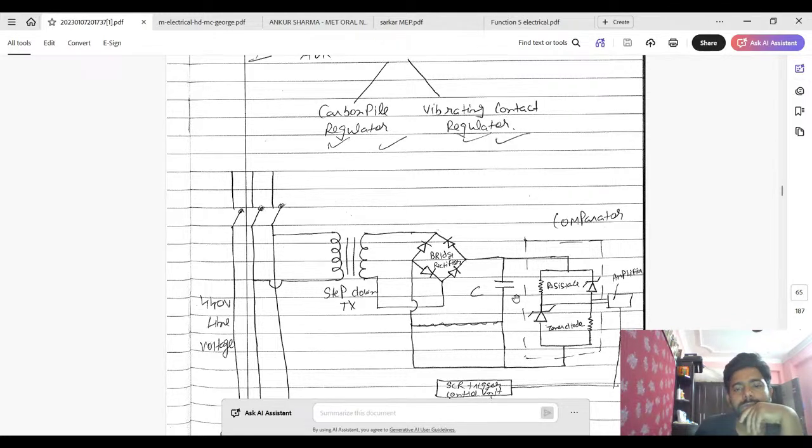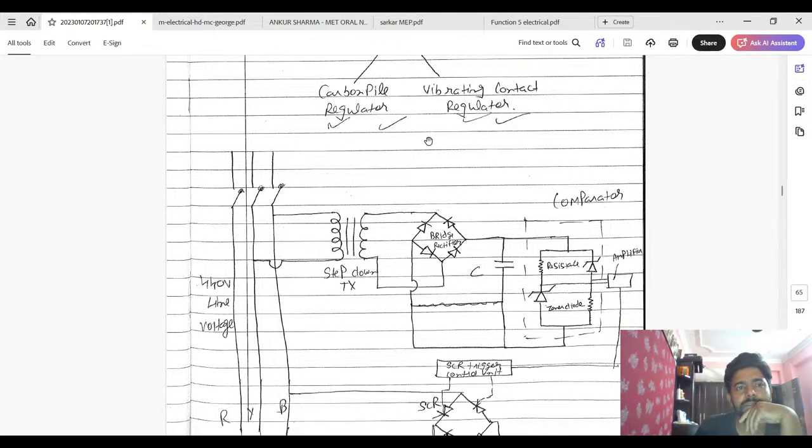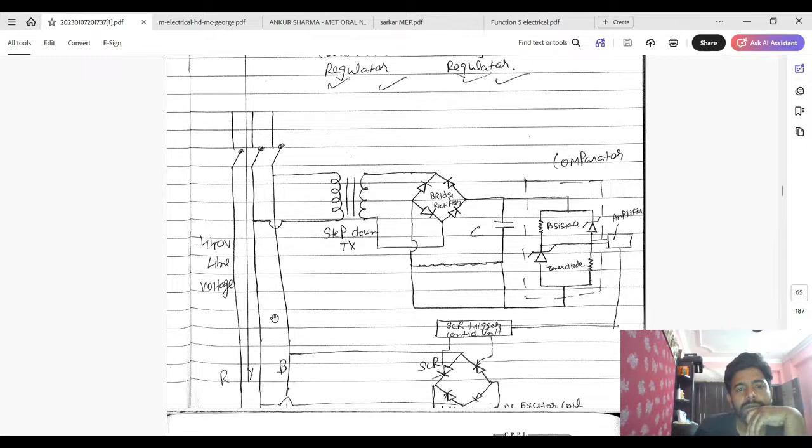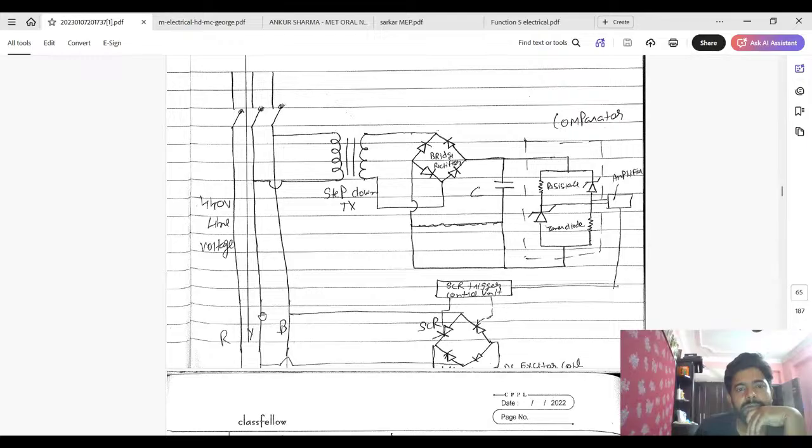So this is a briefing I will do again for this AVR circuit. We have a 440 line voltage coming to the transformer, which is a step down transformer. The supply from the transformer is stepped down and it will go to the bridge rectifier, which functions to convert the AC signal to the DC signal, meaning a fluctuating sinusoidal wave to a unidirectional DC.